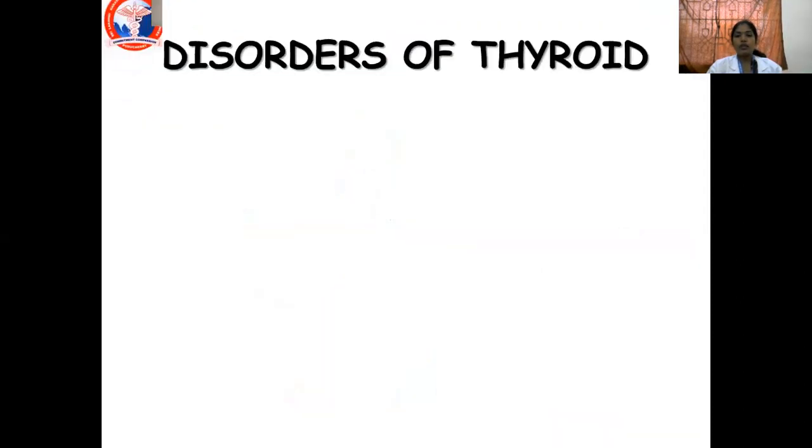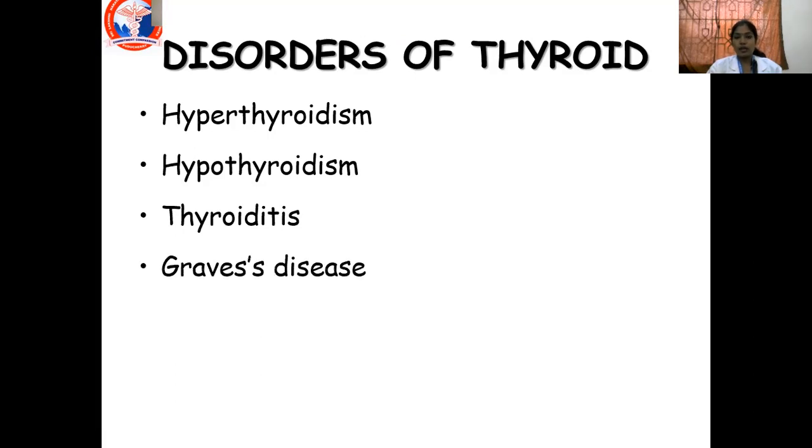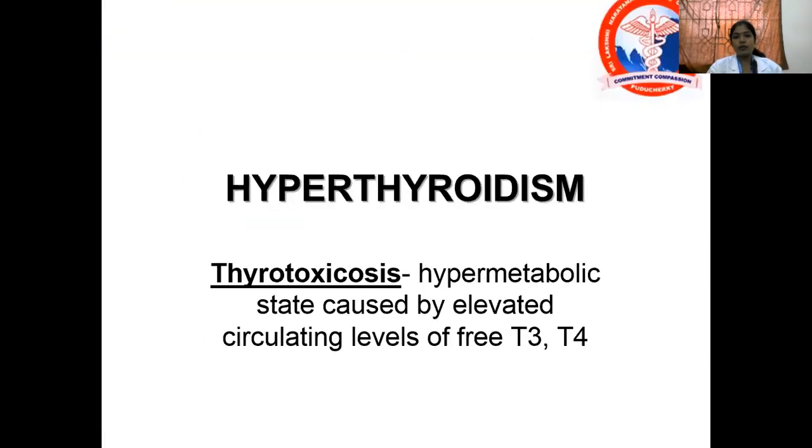Now moving on to the disorders of the thyroid. The disorders of the thyroid can be because of excessive secretion of T3 and T4, which causes hyperthyroidism; decreased secretion of T3 and T4, which causes hypothyroidism; inflammation of the thyroid gland causing thyroiditis; Graves' disease, which is yet another category. It causes hyperthyroidism, and we are going to deal with Graves' disease in detail; goiter; and neoplasms of the thyroid.